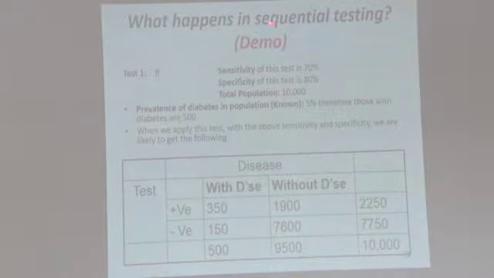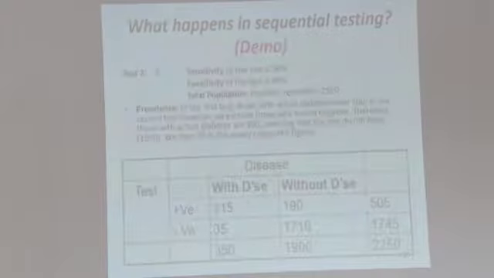Now, in sequential testing, we get the entire top row. The people whom your public health screening test says are positive, all these, including the 350 true positives and the 1,900 false positives, these are the only ones we subject to the second screening test. We don't subject the negatives, we subject the positives to the second screening test. So we take these 350 and the 1,900 and we put them in another 2x2 table.